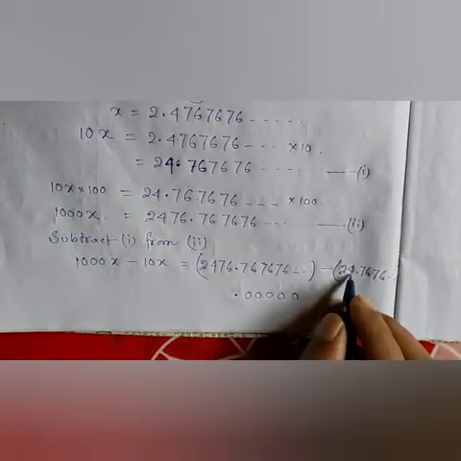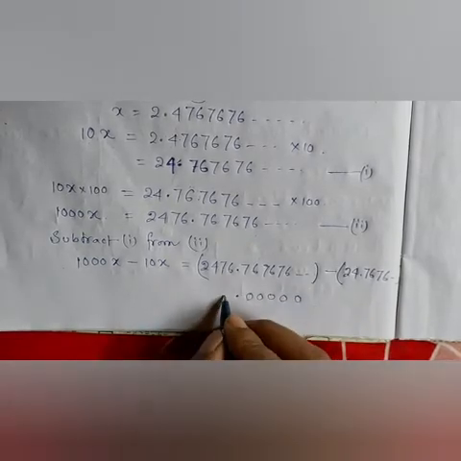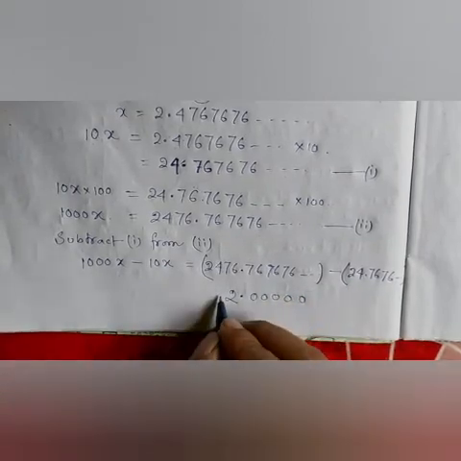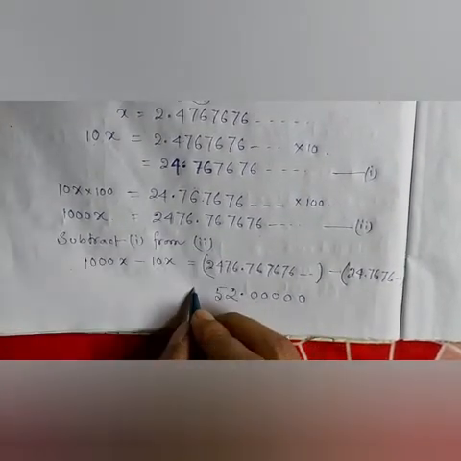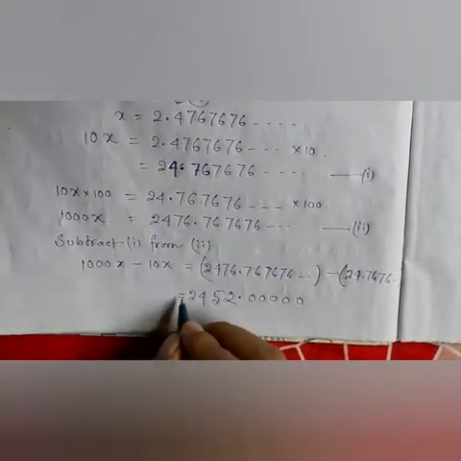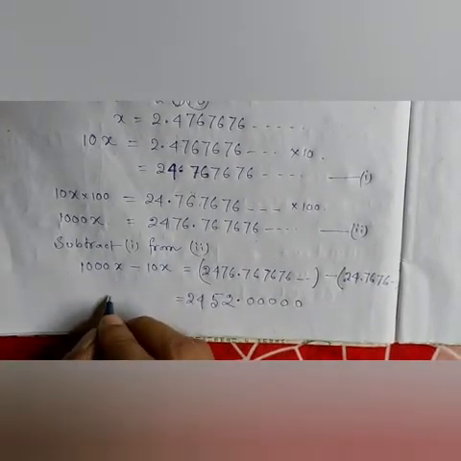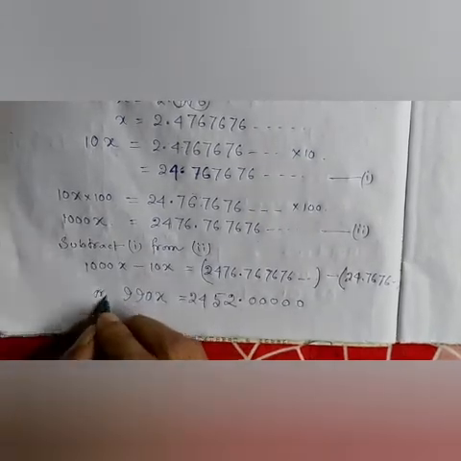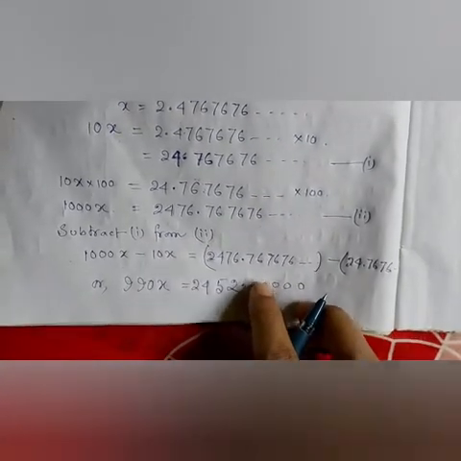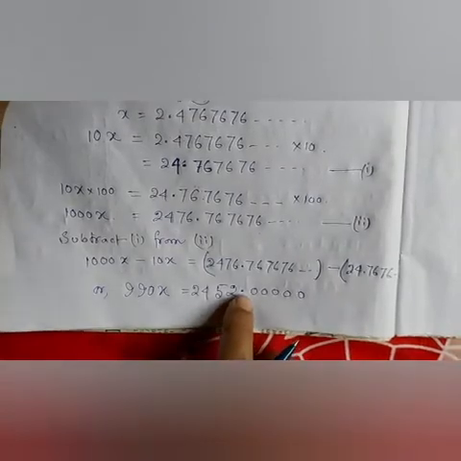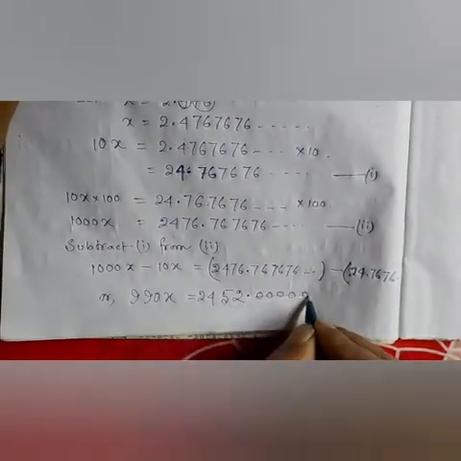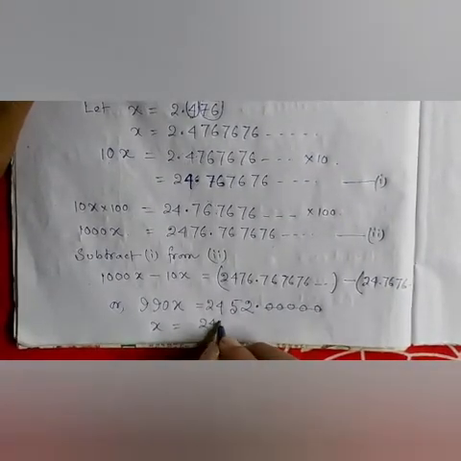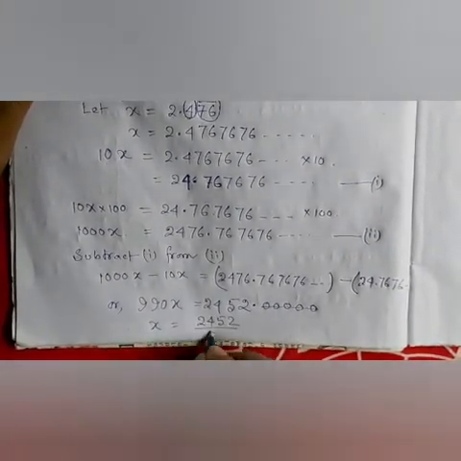Now here the 4, here the 6, so 6 minus 4 is 2. 7 minus 2 is 5, then the 2. Similarly, 1000 minus 10 is 990, and similarly x, so 990x equal to 2452.00. That means this value is nothing. So the value of x equals 2452 divided by 990.